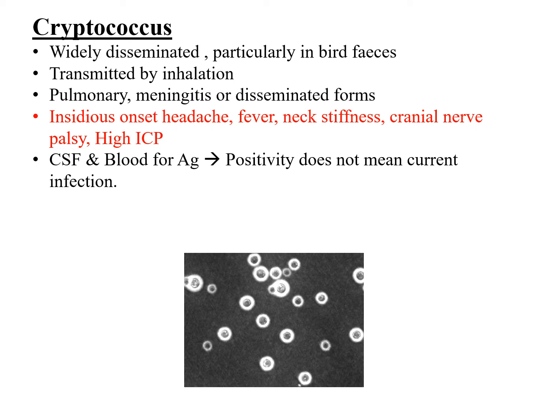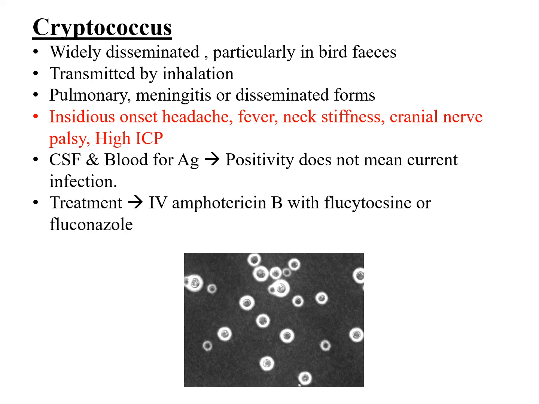The antigen test done on the blood may be positive, but that does not mean that the patient has a current infection. You can treat Cryptococcus by giving intravenous amphotericin B along with flucytosine or a prolonged course of fluconazole. Remember, again, this is an infection in an immunocompromised individual, so the patient requires long-term antifungal prophylaxis.